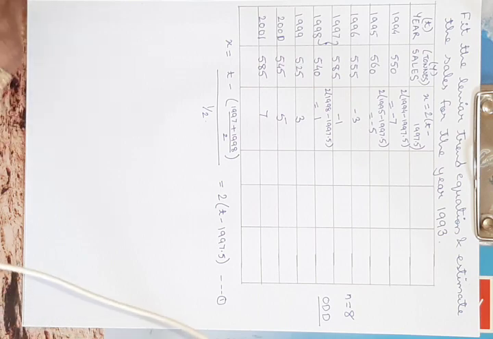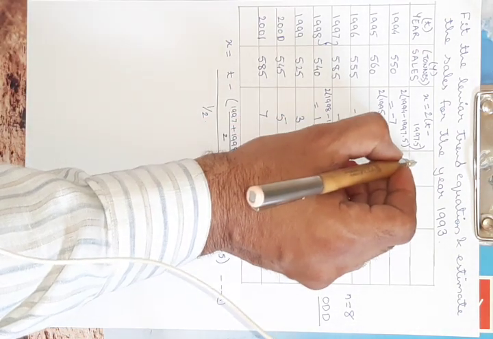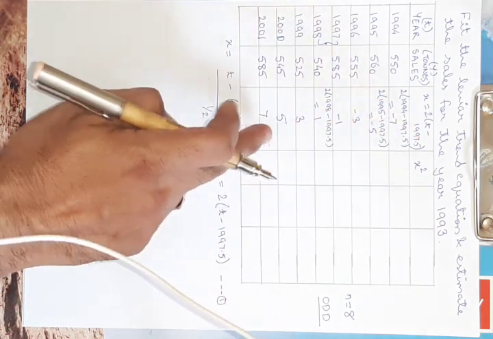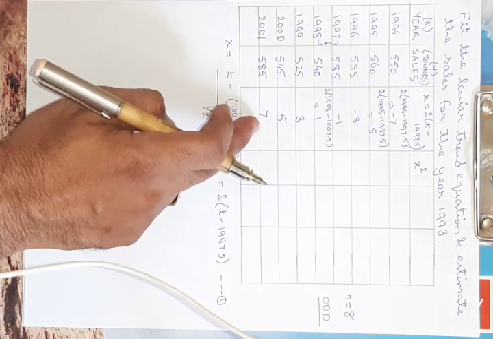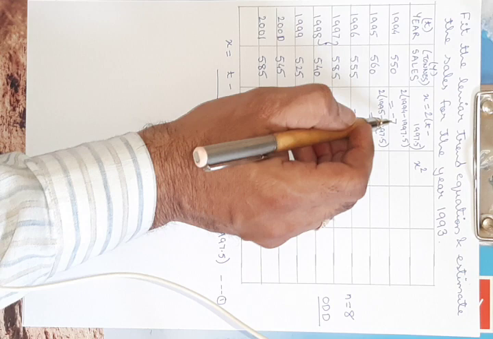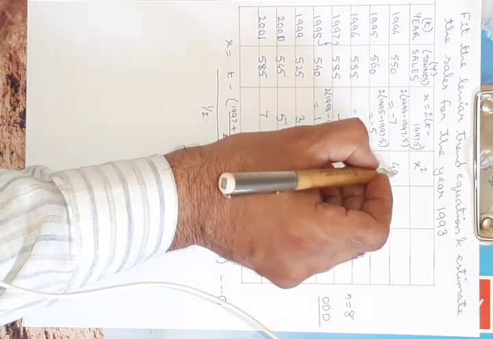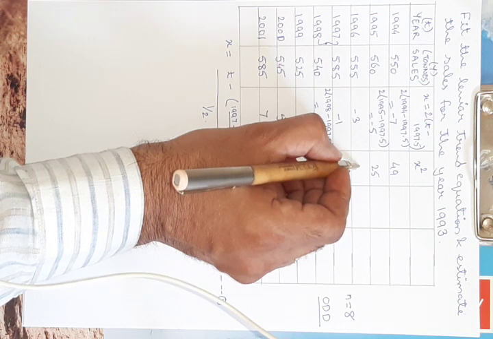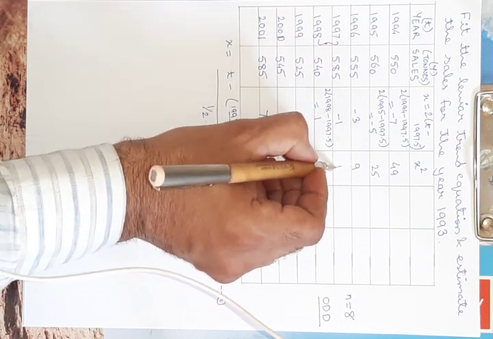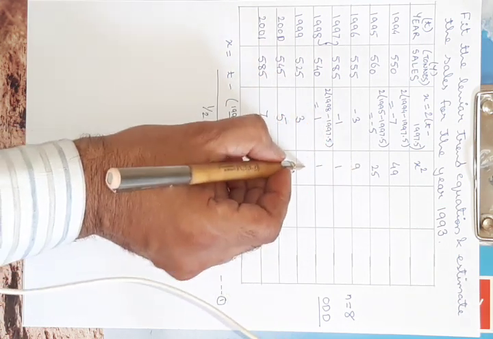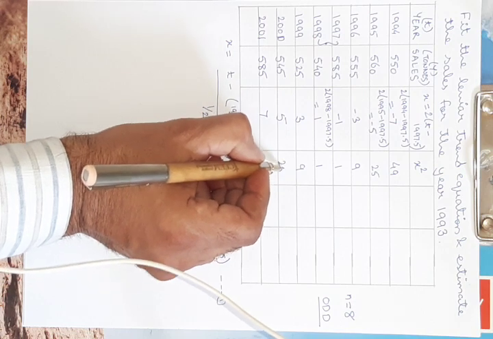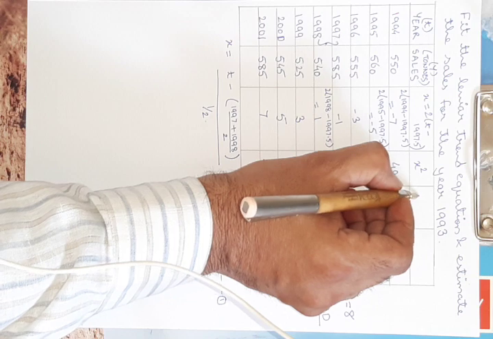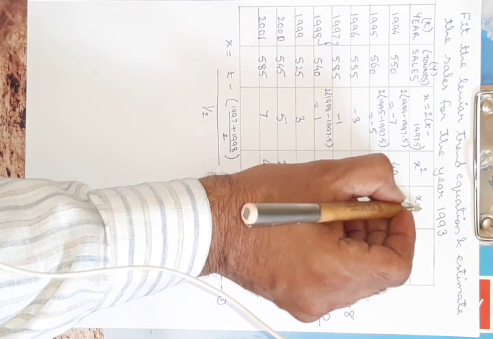Okay friends, now the next step is to calculate the value of x square, that means the square of the column number 3. So minus 7 square is 49, minus 5 square is 25, minus 3 square is 9, minus 1 square is 1, again this is 1, 3 square is 9, this is 25, and this is 49. Similarly, we need to calculate the next value, that is x into y.